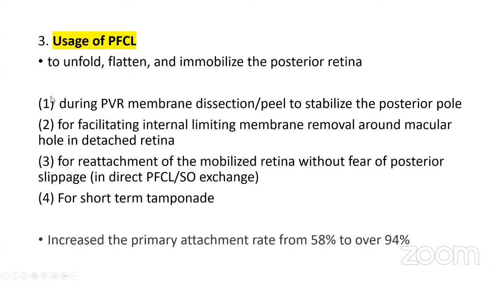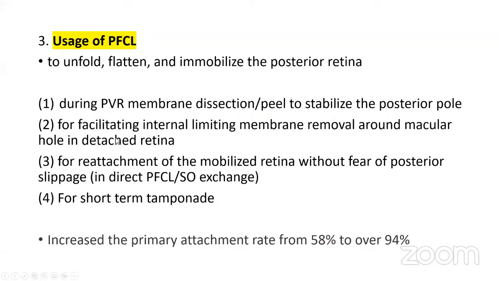So in most cases, we need to peel the PVR membrane. If you imagine peeling a very free-flowing retina, it's actually very hard. That's why the heavy liquid helps to flatten and tamponade the retina, especially in the posterior fold, to facilitate us in peeling the membrane because it offers counter traction.